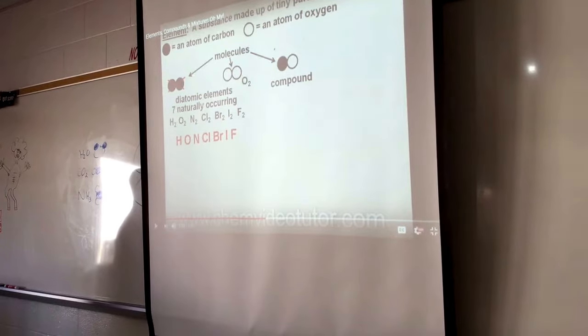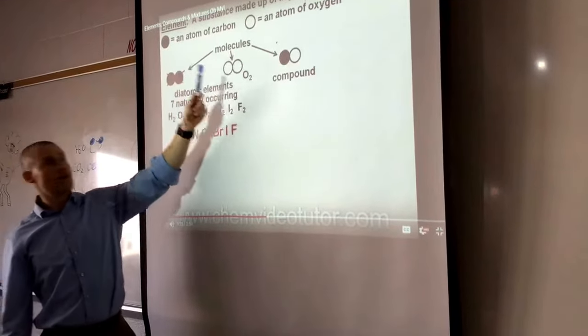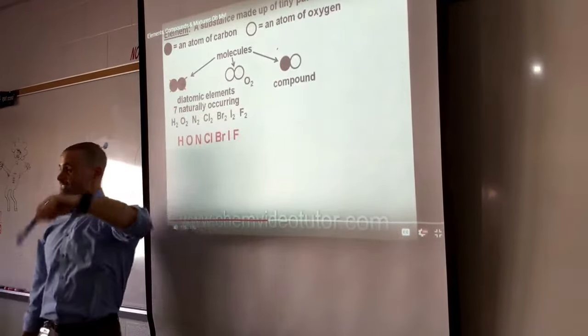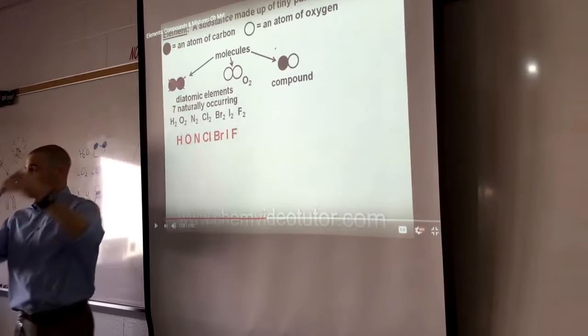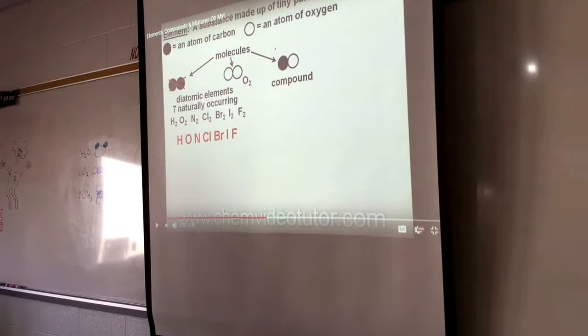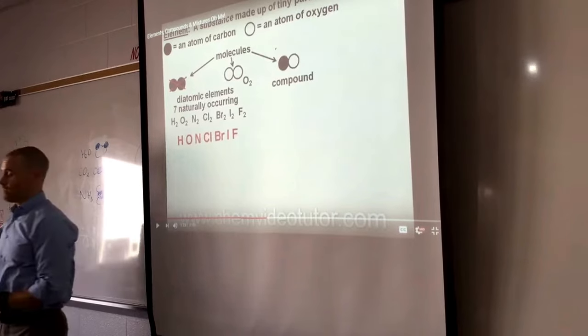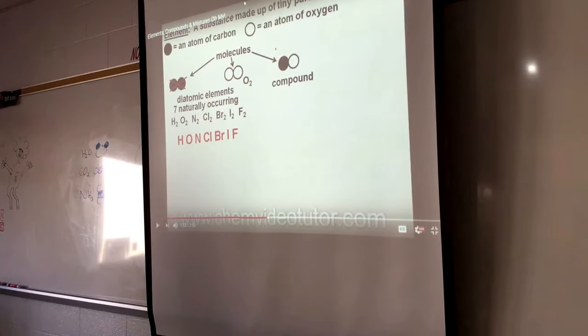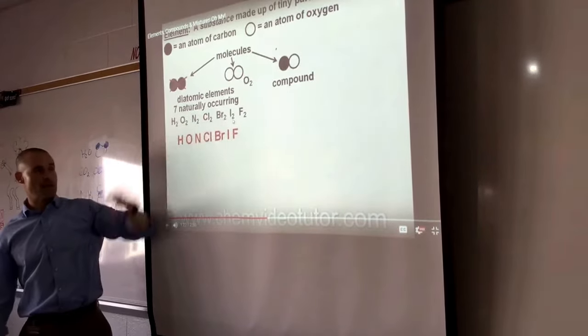Someone raised their hand and I ignored it. Wait, what's the one that's crossed out? Why did that happen? Because if he said black is carbon and white is oxygen, carbon isn't a diatomic, so carbon wouldn't look like that. Carbon would just be one black circle. That's carbon. It's not diatomic. Two atoms of the same element together would be diatomic, and carbon's not one of them. That's why it's crossed off. But you can still draw that. It would just represent one of the other diatomics, not carbon, because carbon isn't a diatomic.